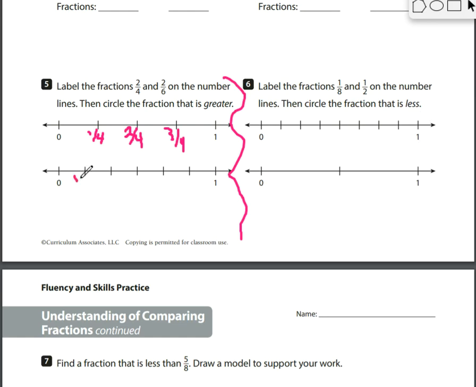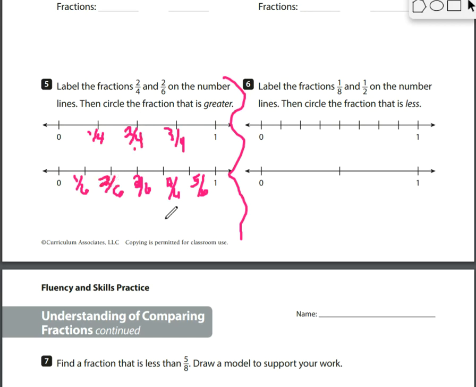Okay, and we're looking for 2/6. So here's 1/6. Here's 2/6. My marker didn't write. 3/6. 4/6. And the last one is 5/6. Okay, so here's 2/4.